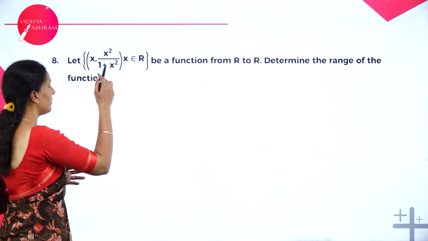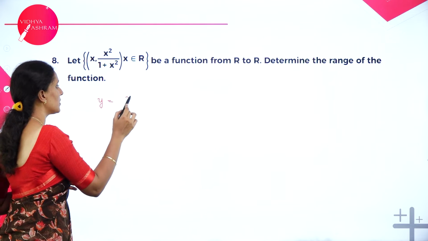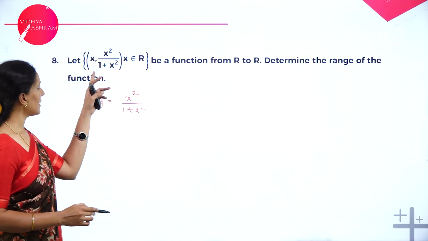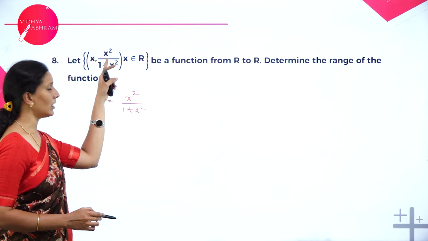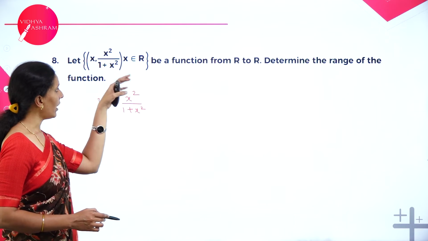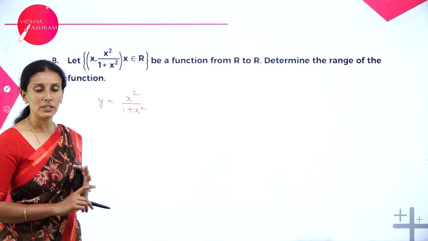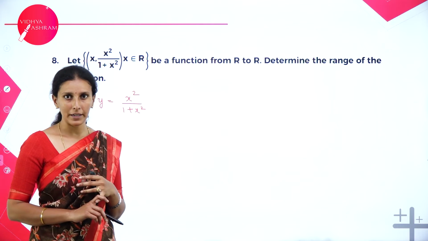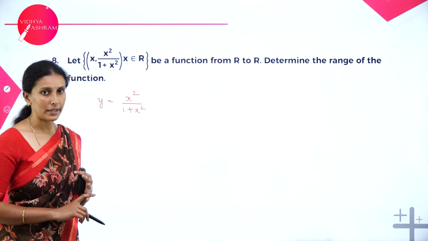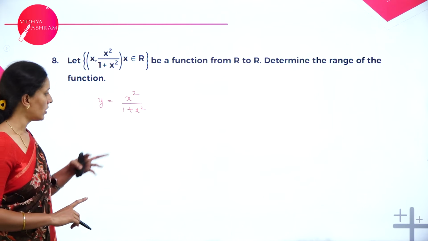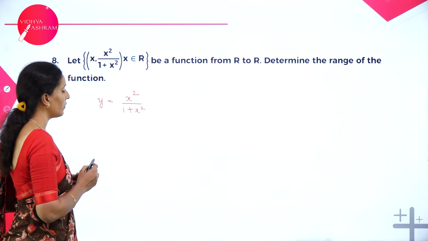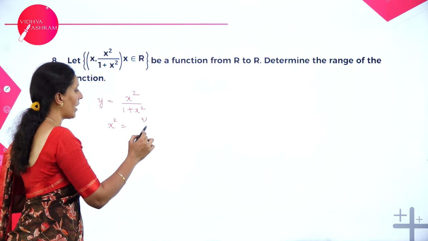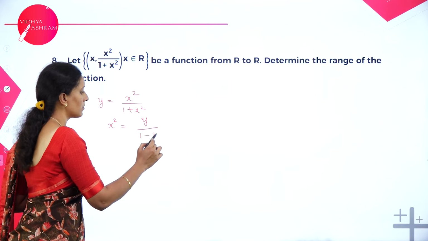So clearly, let me take y equal to x square by 1 plus x square. Now we can clearly see that x square by 1 plus x square is a positive quantity. So x belongs to R, a set of real numbers. My domain is the set of real numbers. I need to find out the range. So solving it here, we will get x square is equal to y divided by 1 minus y.